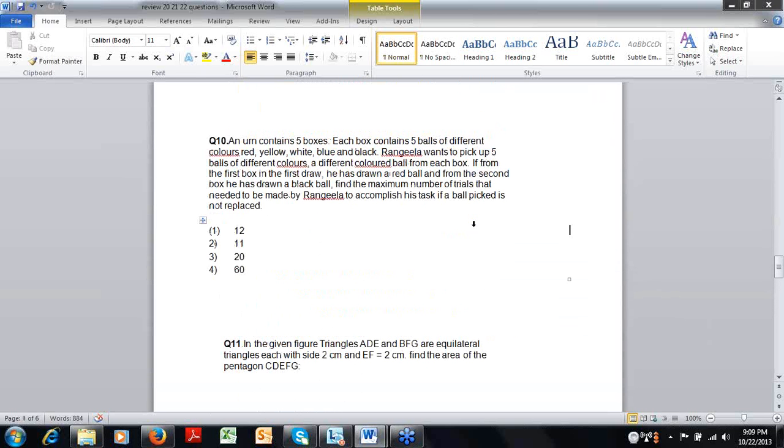Question number 10. An urn contains 5 boxes. Each box contains 5 balls of different colors: red, yellow, white, blue, and black. Rangila wants to pick 5 balls of different colors, a different colored ball from each box. If from the first box in the first draw he has drawn a red ball, and from the second box he has drawn a black ball, find the maximum number of trials that Rangila needs to make to accomplish his task if a ball that is picked is not replaced.